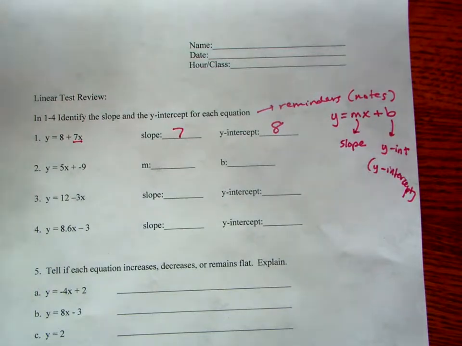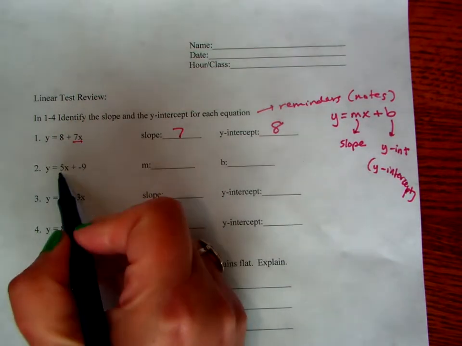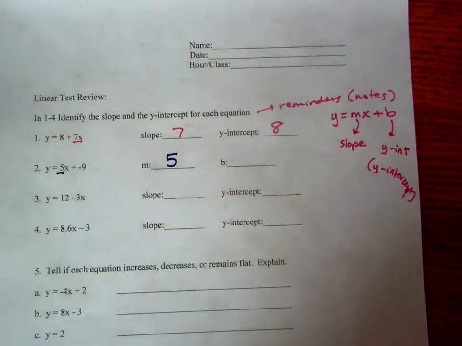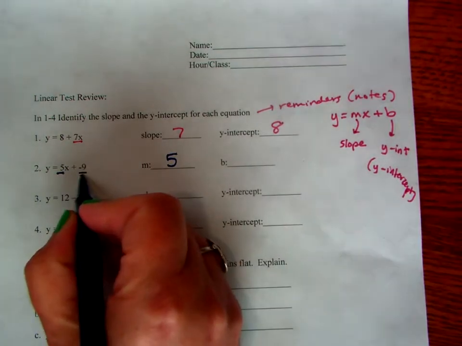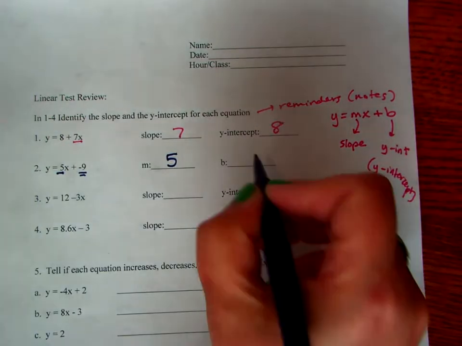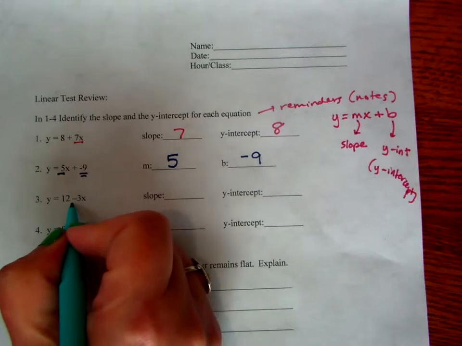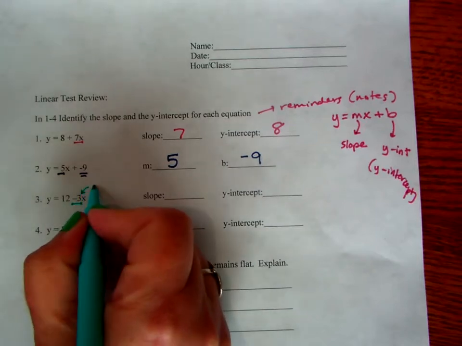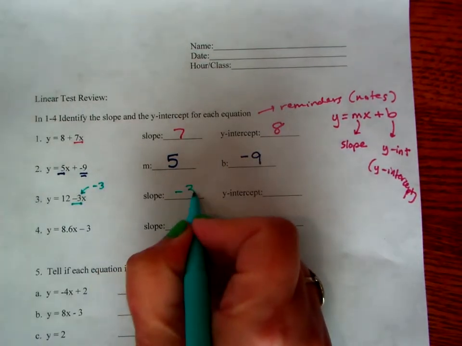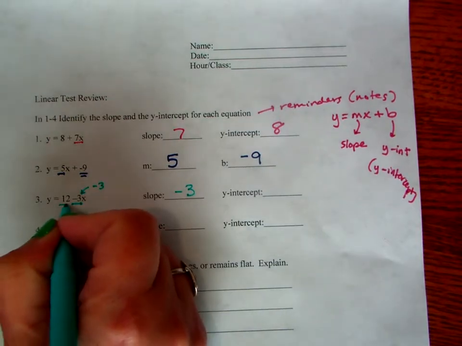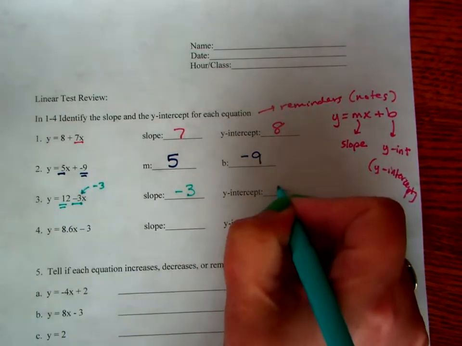Okay, most of these are relatively simple. So the number that's next to the x, that is the slope, or the m, which is that 5. And the y-intercept, that b, is that -9. And don't forget to include the negative. So again, the number next to the x, and you'll notice the number next to the x is a -3, so the slope here is a -3. And the y-intercept is the number that's not next to the x, so that's that 12.